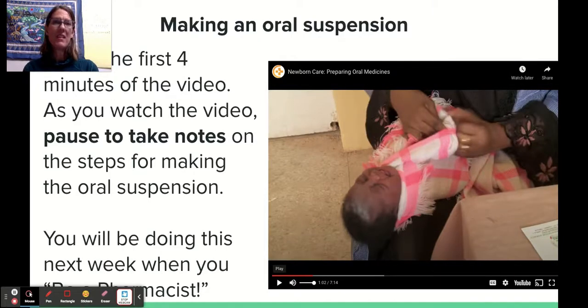Now watch how they weigh the baby, and they put the blanket on the scale first and then zero it in, so that when they add the baby, they get only the weight of the baby. Like when we zeroed in our lab scales with the weigh boat on top.